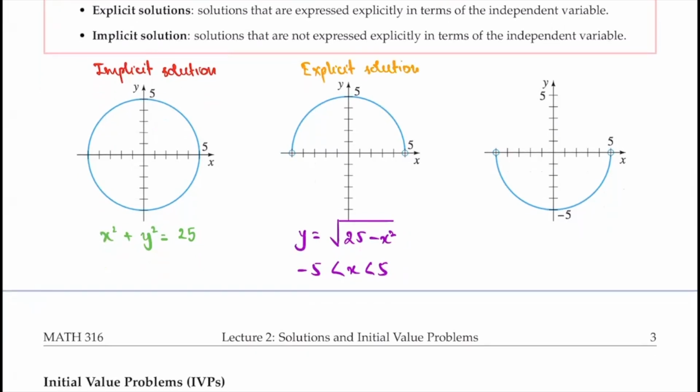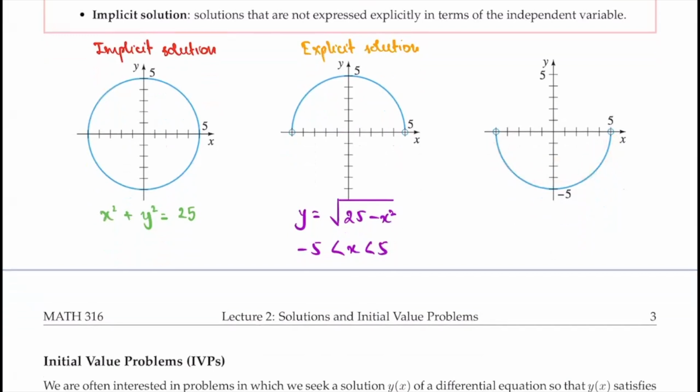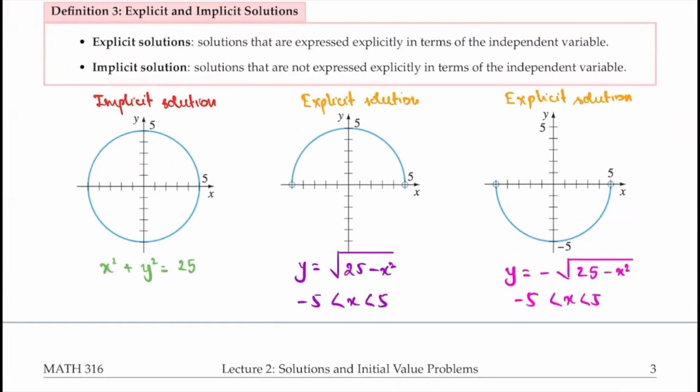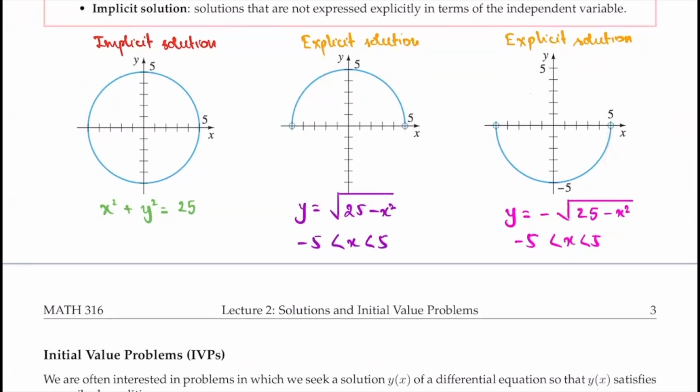Now, similarly, you have the bottom semicircle, and the solution will look like this: y equal to the negative square root of 25 minus x squared. Again, the value of y is written explicitly in terms of the independent variable x, and therefore this is an explicit solution as well, for x between -5 and 5. So quickly, let's recap. This is called an implicit solution because y is not written explicitly in terms of x. These two cases represent explicit solutions because y is written explicitly in terms of the independent variable x.